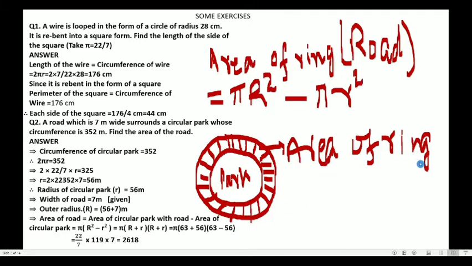Let me show you the radius. So I am taking the radius from the center. Suppose this is a center. Let me erase this one also.